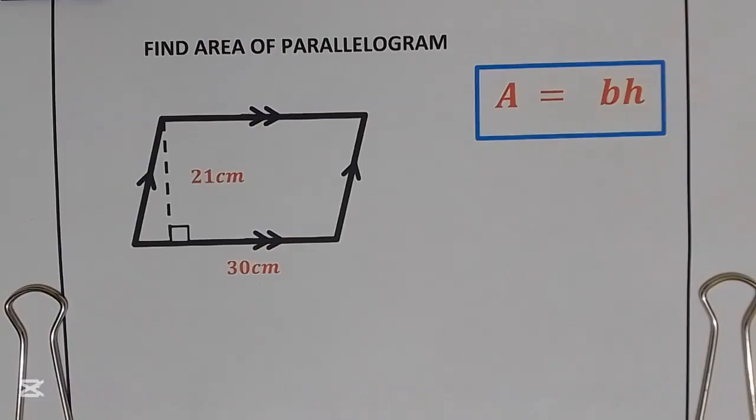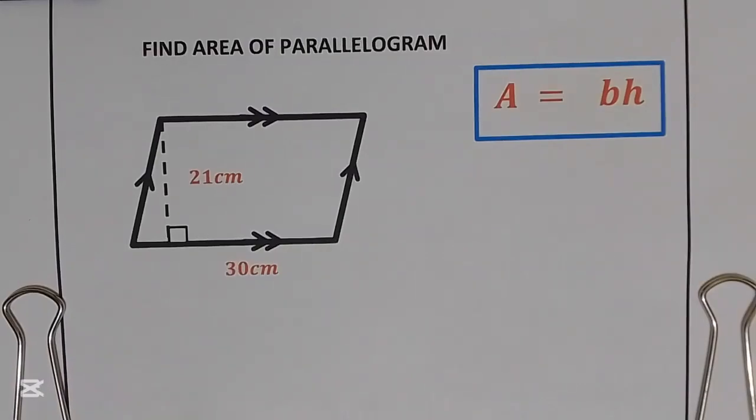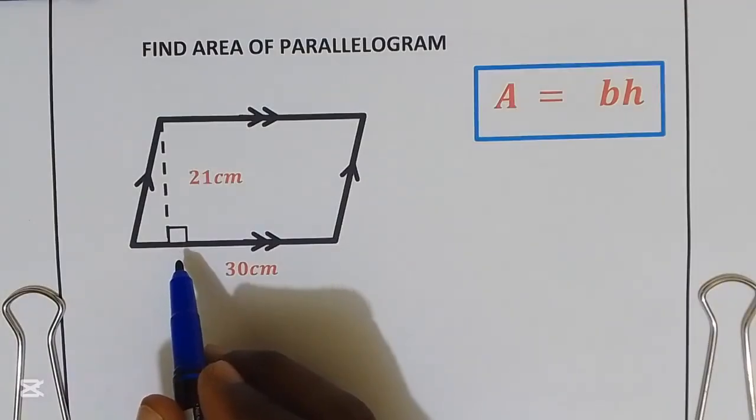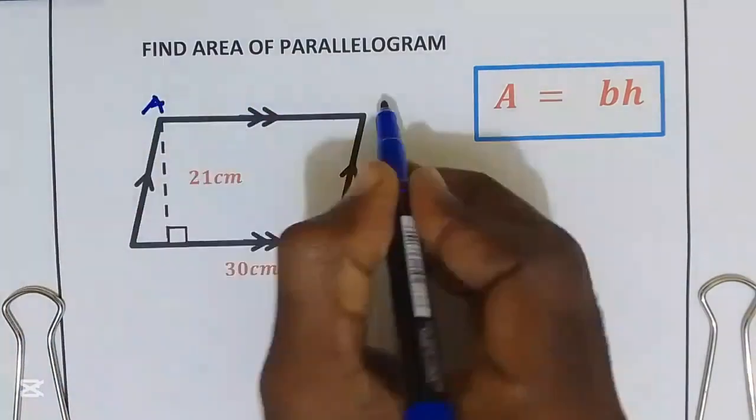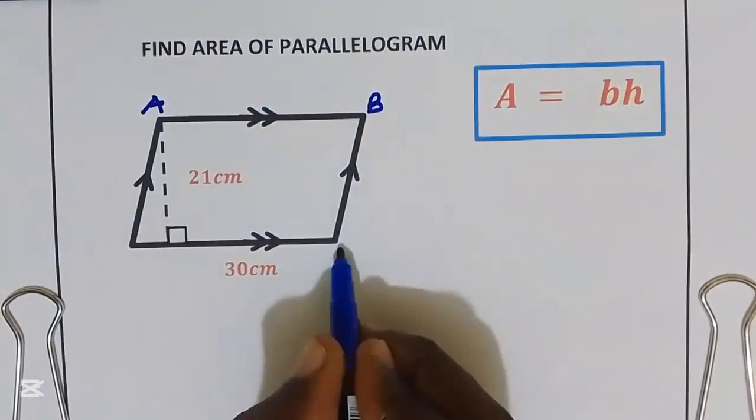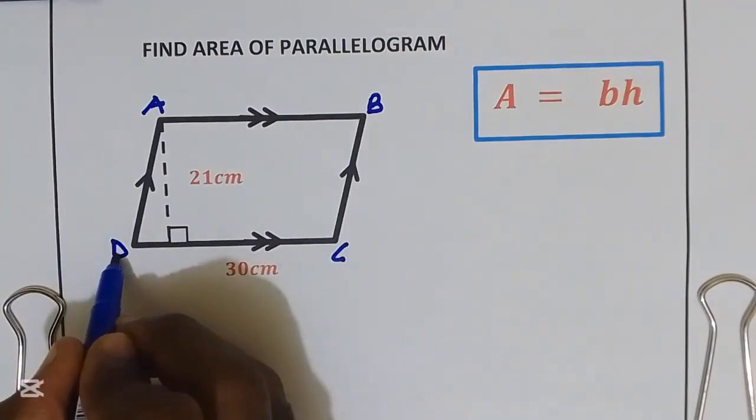Today we are going to learn about area of parallelogram. A parallelogram is a four-sided shape that has two pairs of parallel sides. Let us name our parallelogram. I'm going to call it A, B, C, and D.